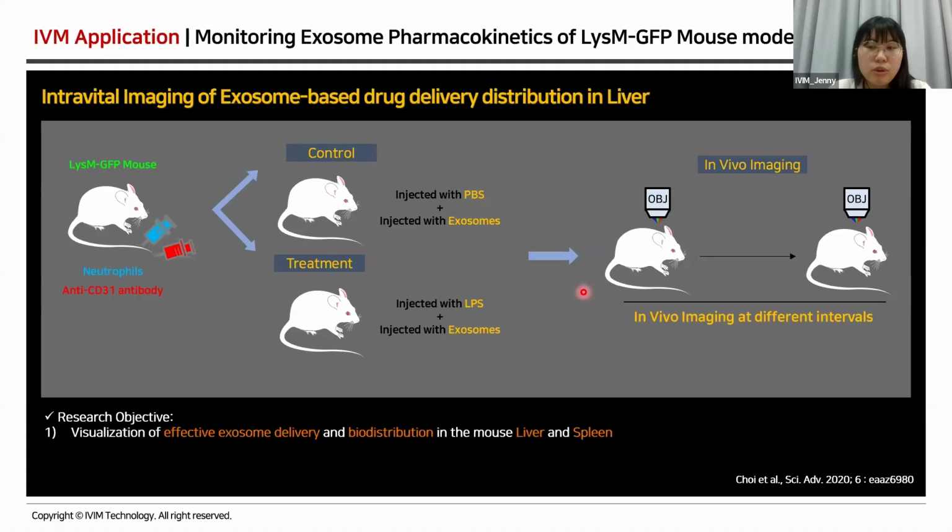Once the modeling step was complete, we conducted intravital imaging at three main time points, which were before exosome injection, 10 minutes post-injection, and finally 30 minutes post-injection. And the objective of this experiment was to visualize the effective delivery of the drug-filled exosomes and their biodistribution in the liver and spleen using intravital microscopy.